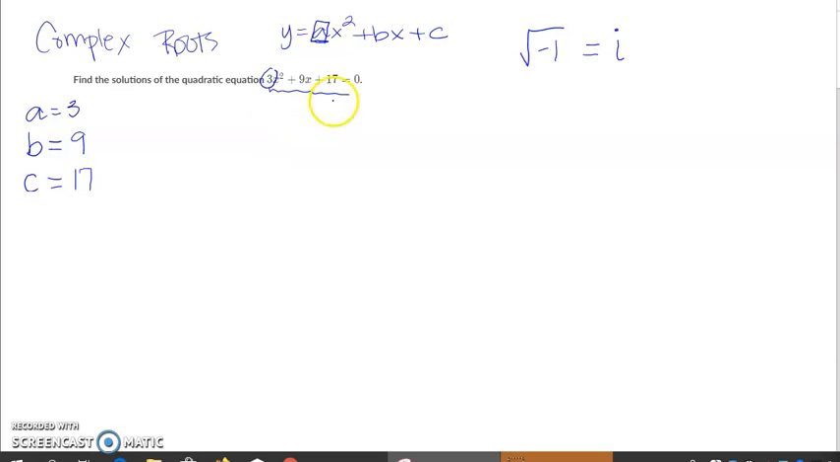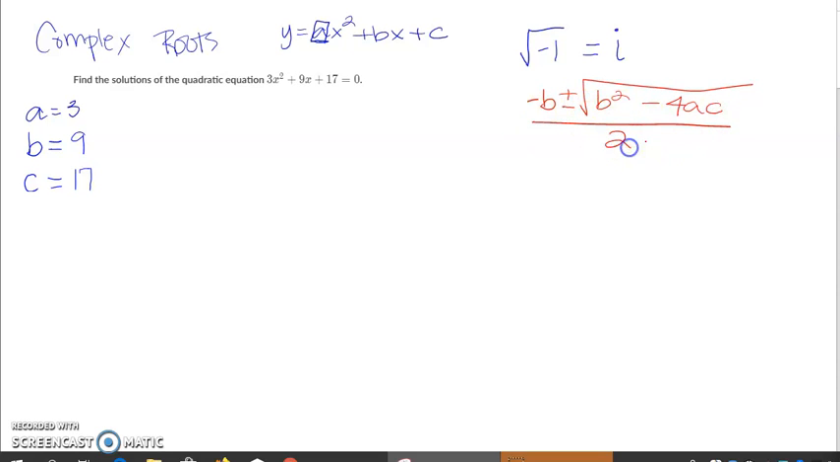Okay. And the way we're going to solve this quadratic equation is we're going to use the quadratic formula. Hopefully y'all remember that. If you don't, let's write it down. It's the opposite of b, plus or minus the square root of b squared minus 4ac, all over 2a. So that is the quadratic formula.